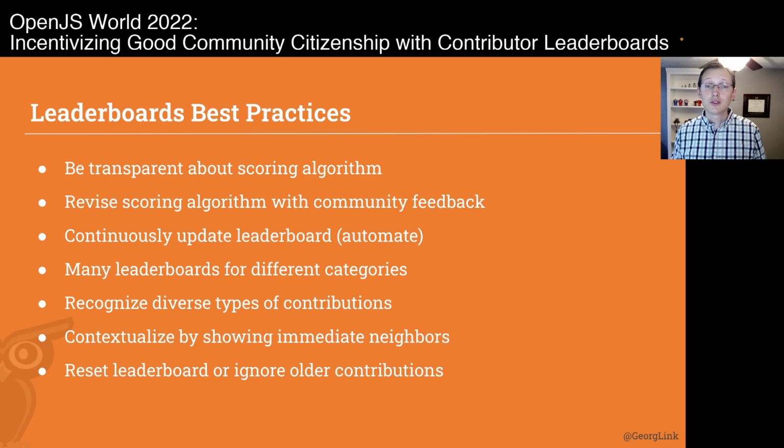And sometimes it's good to reset leaderboards and ignore older contributions. You know, the founder of a project, yes, has over time made a lot of contributions, but maybe they've become inactive. They're still at the top if we don't purge the leaderboard at some point. And let's create space for new community members to also rise in the ranks. So we can have something like leaderboards only considering the last 3 months or the last year, or we reset regularly.